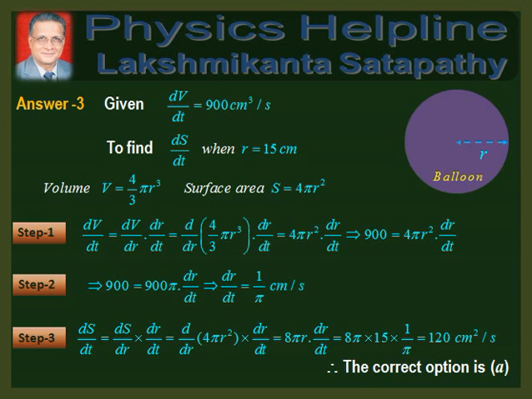In the third step, we differentiate the surface area with respect to time using the chain rule, which gives dS by dt is equal to dS by dr into dr by dt. Putting S is equal to 4 pi r square, we get dS by dt is equal to d by dr of 4 pi r square into dr by dt. Now, d by dr of 4 pi r square is equal to 8 pi r. Therefore, we have dS by dt is equal to 8 pi r into dr by dt. Putting r is equal to 15 centimeters and dr by dt is equal to 1 by pi centimeters per second, we get dS by dt is equal to 120 centimeters square per second. Therefore, the correct option is A, which is the answer to question 3.